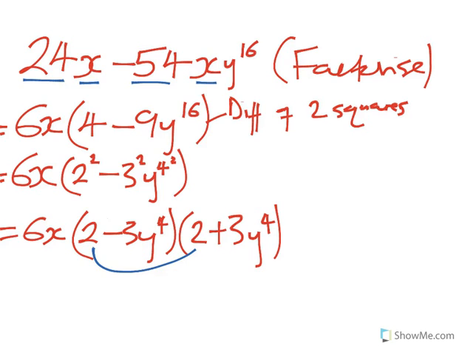Now if we continue, at this point I think it is complete. That is the answer that you get. So the final answer here, because we can't factorize 2 minus 3y^4 and 2 plus 3y^4 any further, is that.